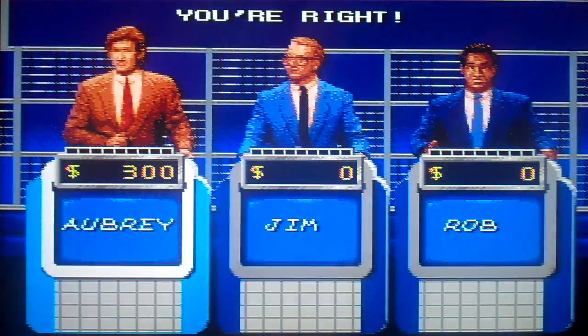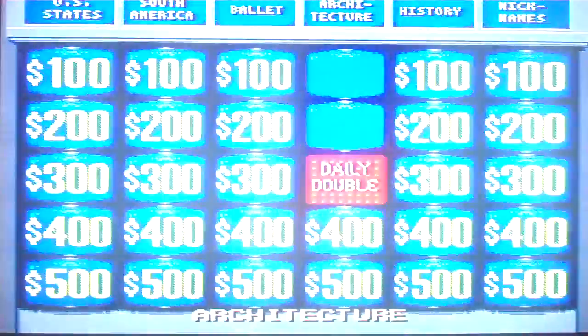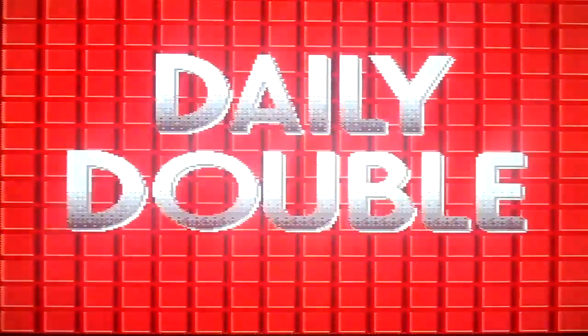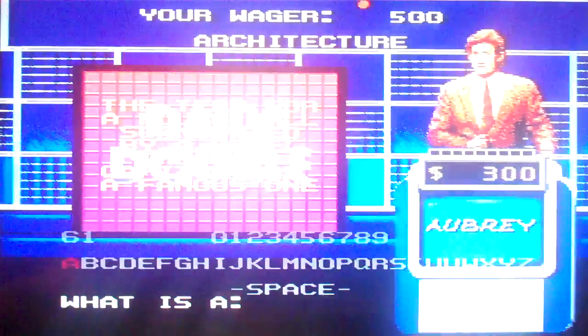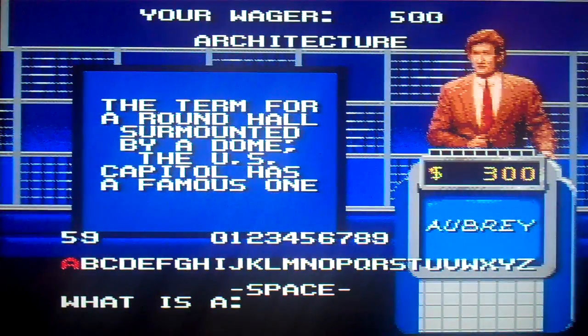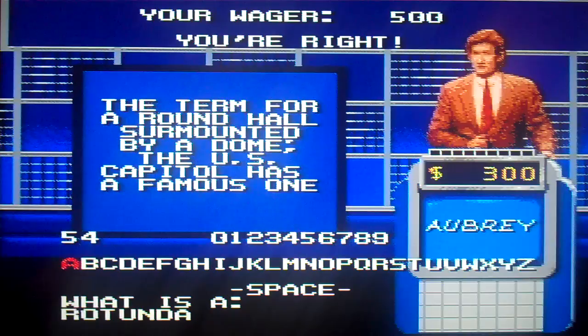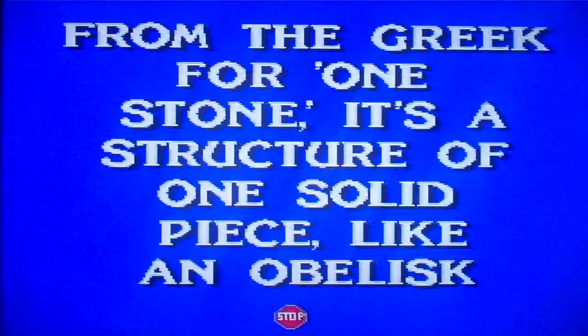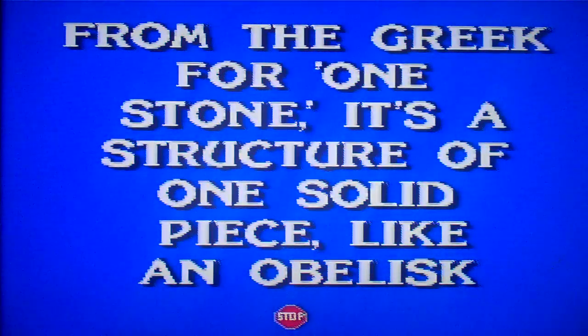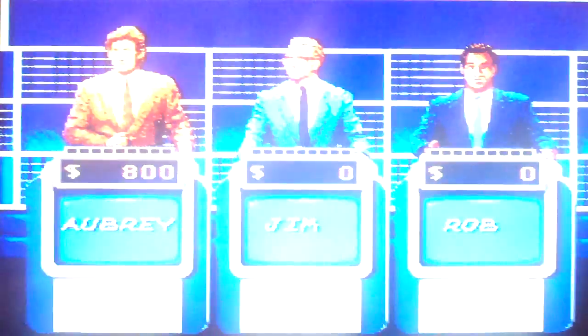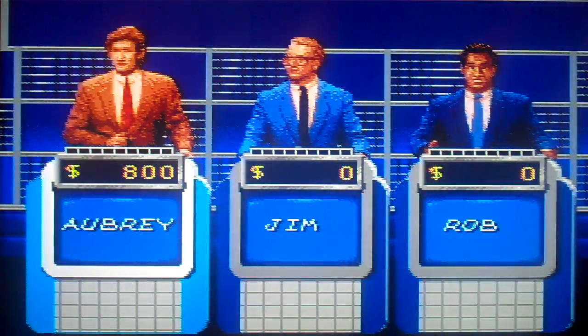Architecture 300. Daily double. Let's do 500. The term for a round hall surmounted by a dome. The U.S. Capitol has a famous one. What's a rotunda? Architecture 400. The answer is... From the Greek for one stone, it's a structure of one solid piece, like an obelisk. What is a monolith?